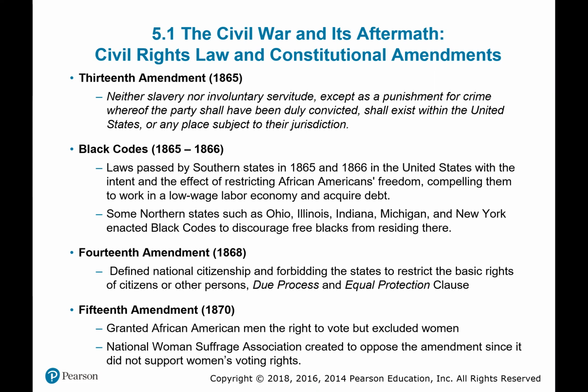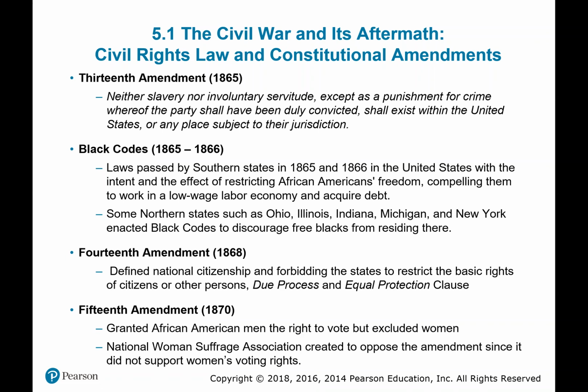Of course, you see that part there: except as a punishment for crime whereof the party shall have been duly convicted. So that goes into play with the documentary that we're watching this week, that you should have watched by now. And you can see how all of a sudden there were other ways to subjugate and exploit people of color in this country. We're unfortunately very cruel and creative at these types of things, keeping different groups down and exploiting them.